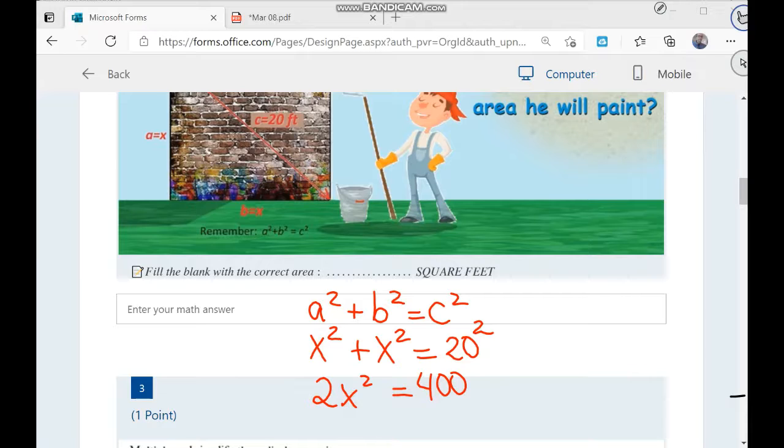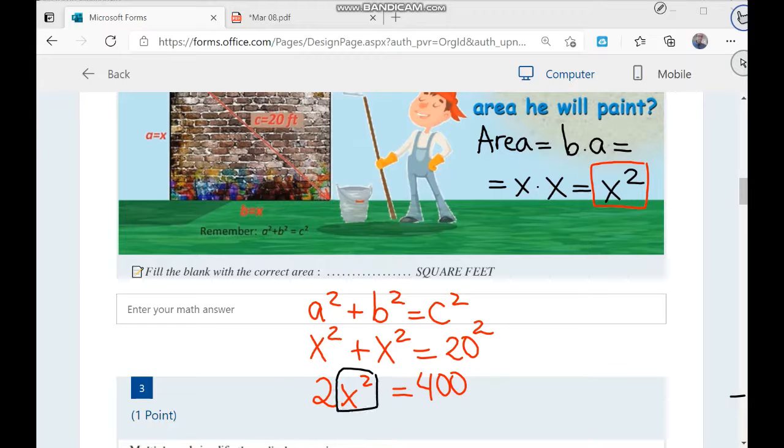But think about something. We need the area, right? And the area is base times height. The base is b, the height is a, b times a. This is the area of the square. B is equal to x, a is equal to x as well. The area is x squared. This is the area of this square. And look, here, this is the area.